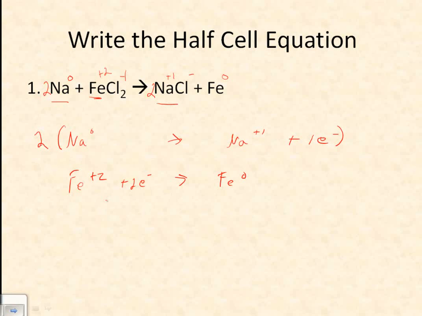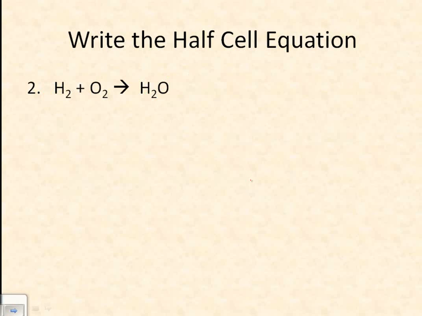Now I need to identify where I have oxidized and where I've reduced. So to me, it's easiest to identify where my charge has gone down from a +2 to 0. The charge has reduced, so this is reduction, and this is oxidation. You can also use the good old LEO, loss of electrons. If I'm losing electrons, I'm oxidized. If I'm gaining electrons, I'm reduced. Okay, let's try the next one.